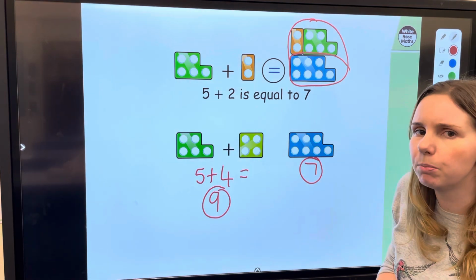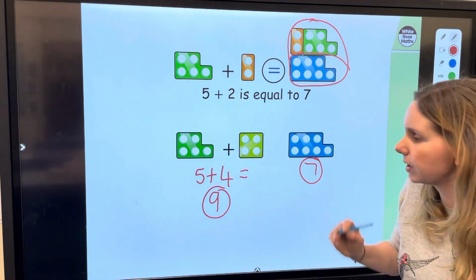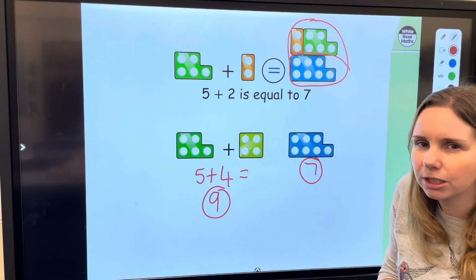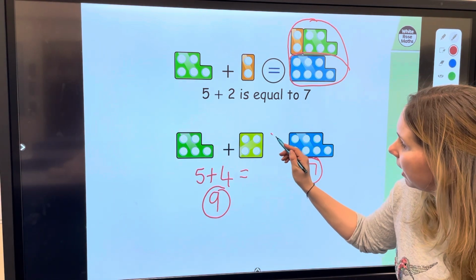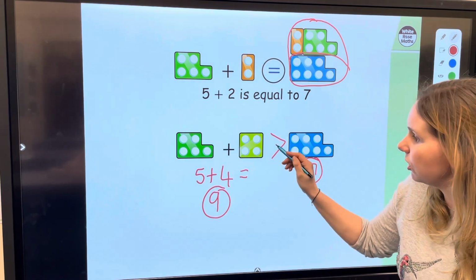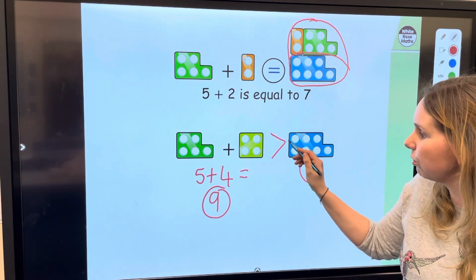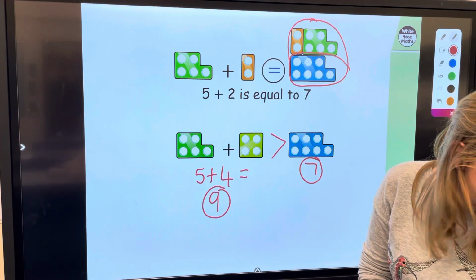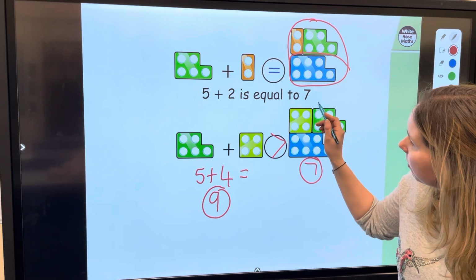Imagine if that was a number of buns. Which one would Mrs. Eastwood want to eat? Would I want the 9 pile or the 7 pile? Which one am I going to go for? I love those buns, remember? I would say 9 is greater than, that big mouth is open on the 9, greater than 7. Let's have a look. There we go, we're right.